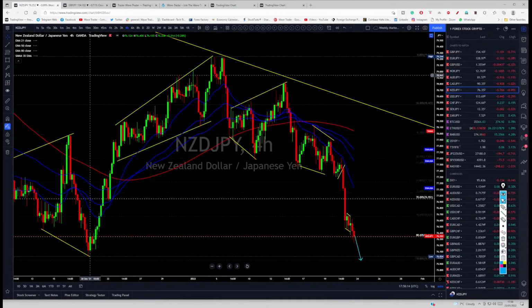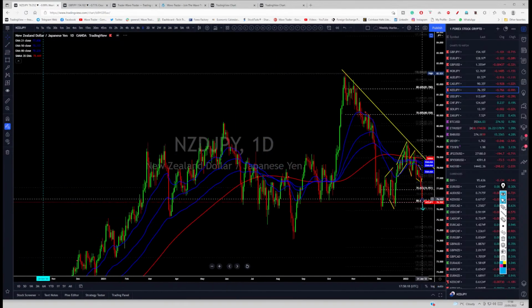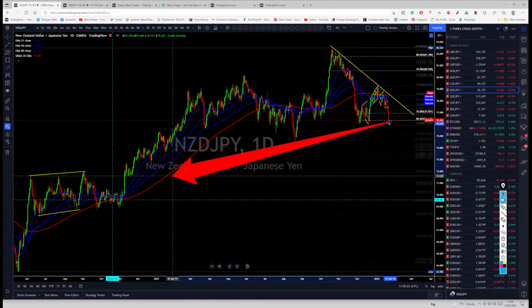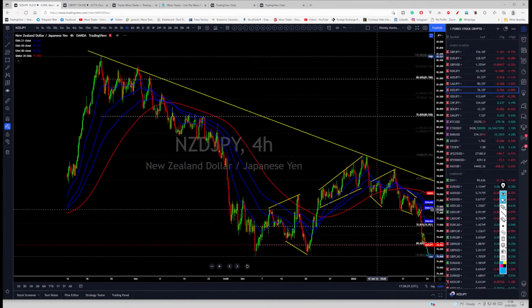Okay, so Kiwi yen is almost done. I don't see any potential or opportunity right now on it. What I see is this continuing to keep dragging lower, all the way. This is going to be the longer term target, all the way back to that low. So we still may see another leg higher on this chart.